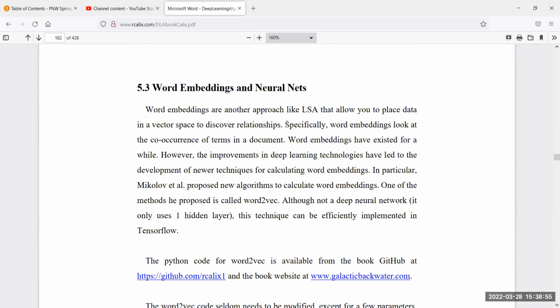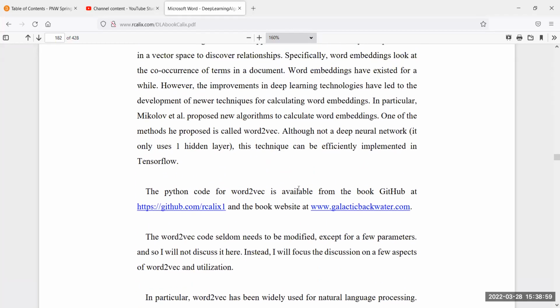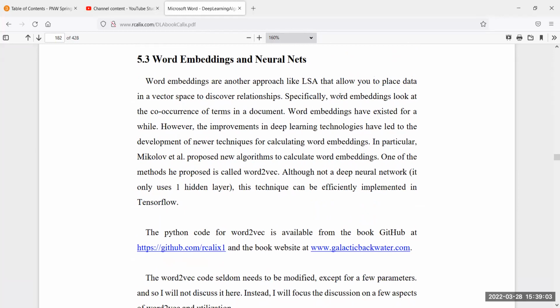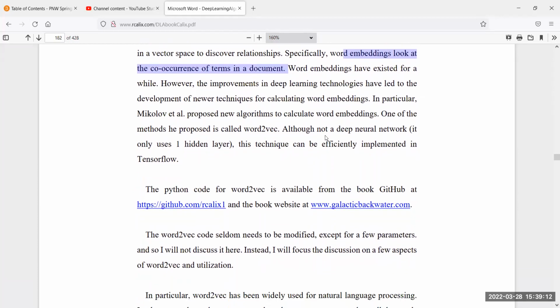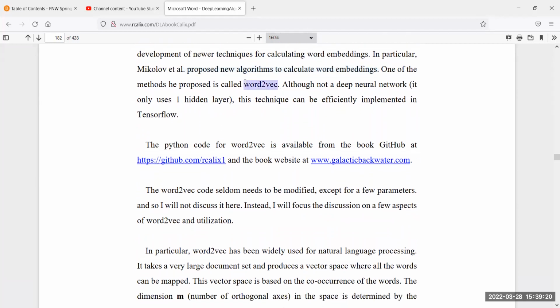If we look at word embeddings and neural nets, that's what I was talking about. Word embeddings look at the co-occurrence of terms in a document, but in a more simplistic way. Mikolov proposed new algorithms to calculate word embeddings, kind of how I described. One of the methods is word2vec.